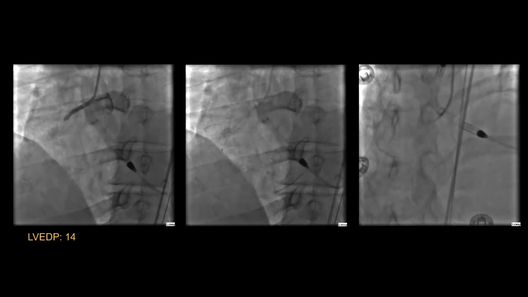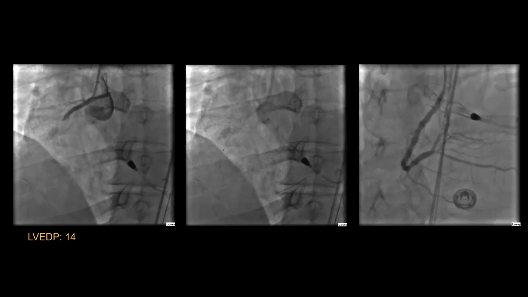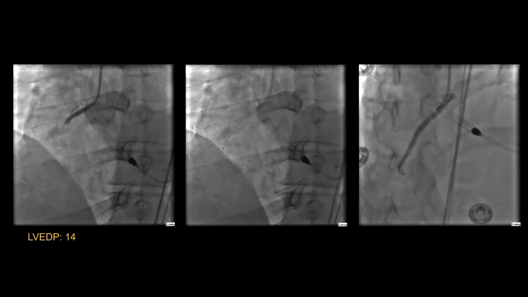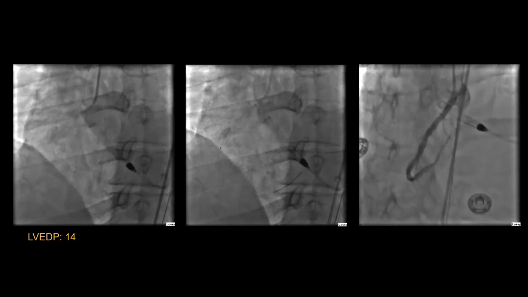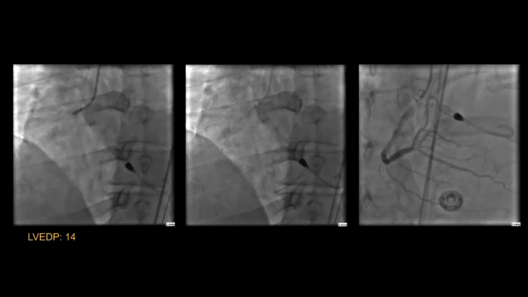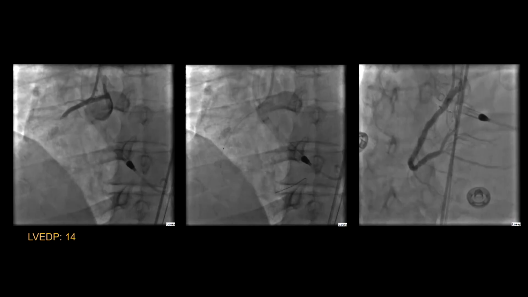So we put the Impella in with active CPR. As soon as the Impella goes in, his VF is stopped. He's obviously on multiple pressors. He got loaded with volume in the ER. As you can see, his initial EDP was only 14.